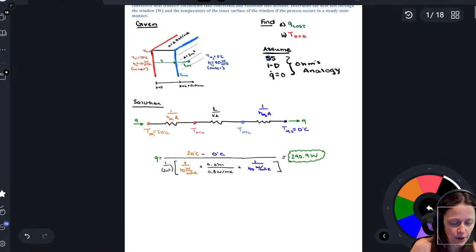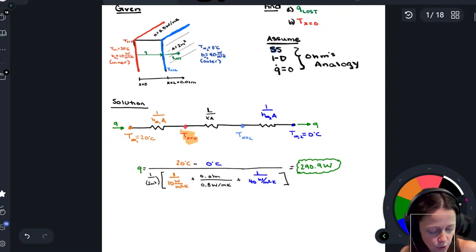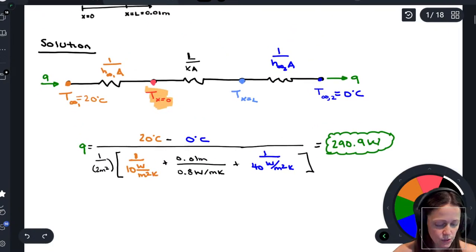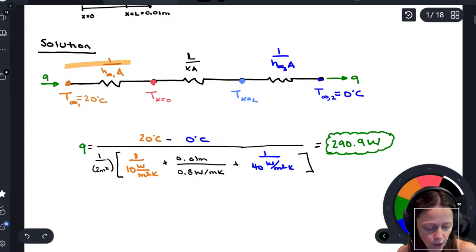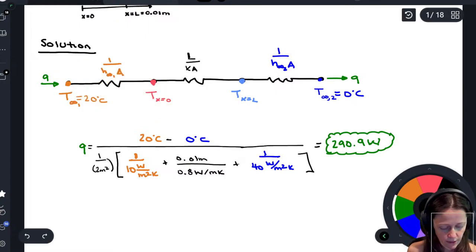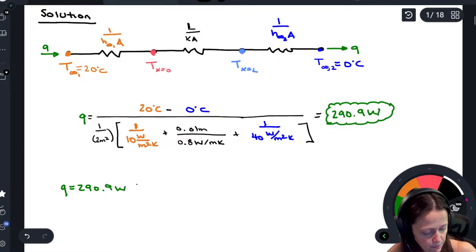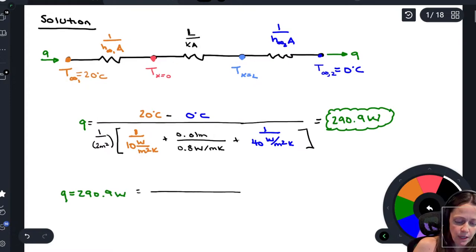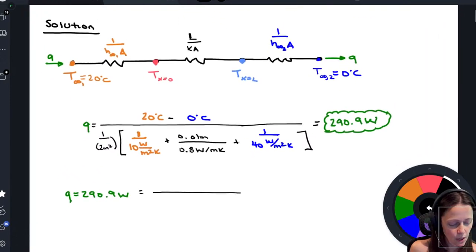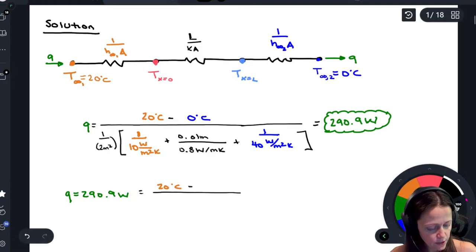So that's going to be part A, and part B is asking for the temperature at a particular location. So this guy right here at x equals 0. And so I'm going to do the same thing, but I'm only going to apply Ohm's analogy to this segment of the circuit there. All right, so I know what my Q is, right? I know my Q is equal to that 290.9 watts, but now I'm going to define it again just between those two temperature nodes. So my T infinity on the inner surface, and then my T at x equals 0.